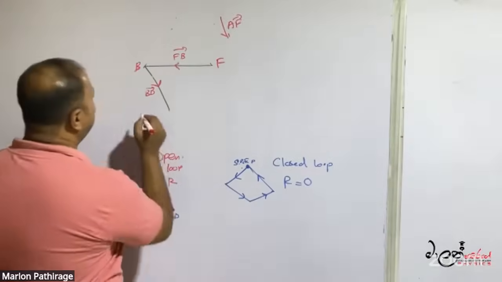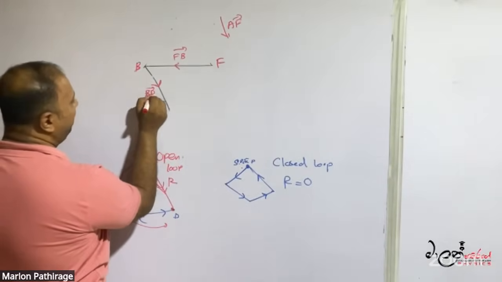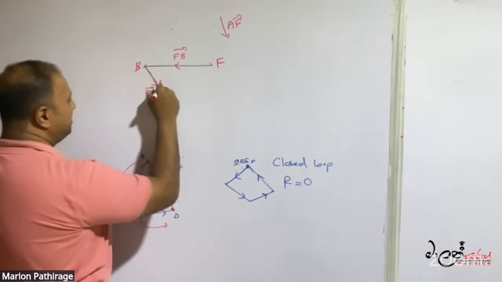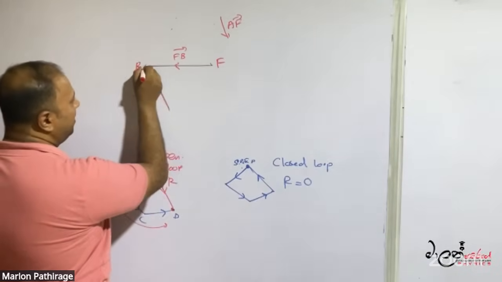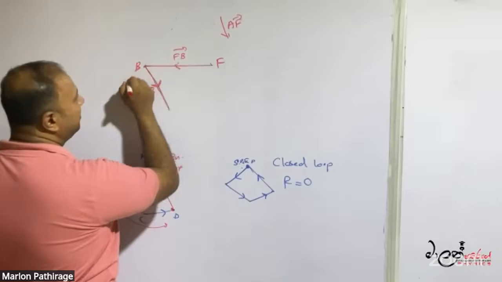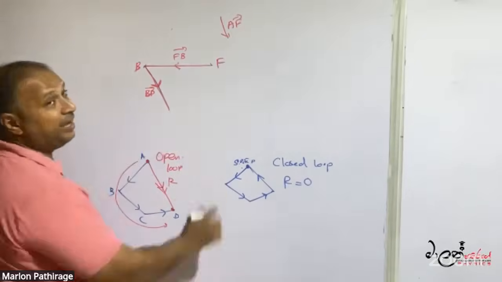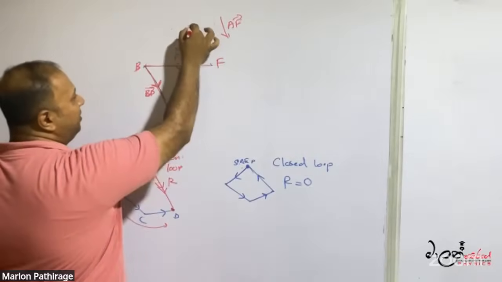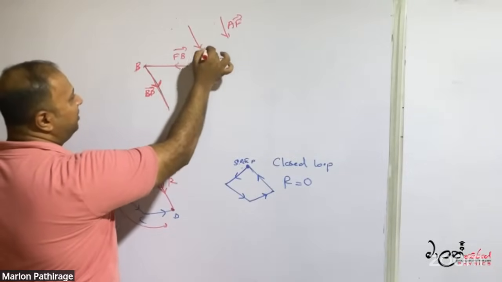Now there are three vectors remaining in this figure. One is this one, the other one is this one, and the other one is AF. AF, that is the vector from here.